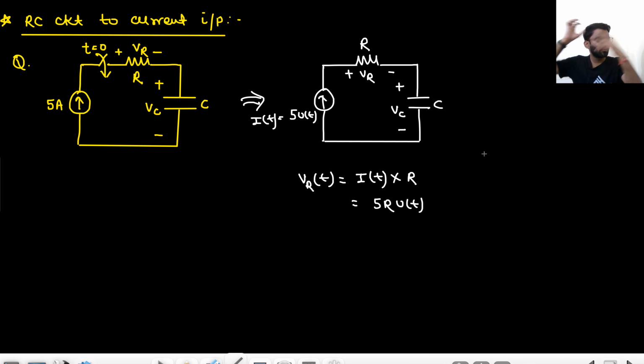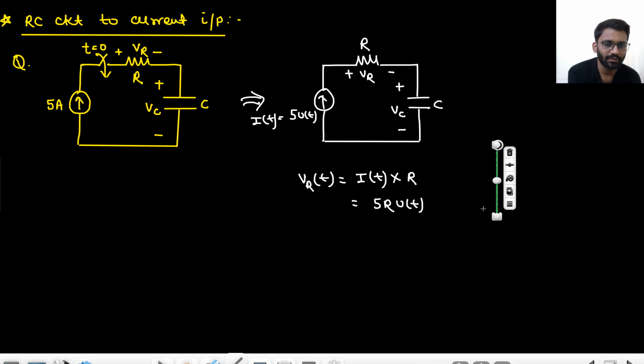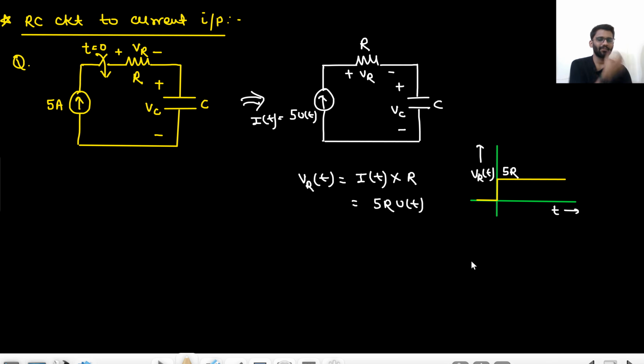What will be VR(t)? Current will always flow 5 ampere. Through the resistor, 5 ampere current will flow, right? Always 5 ampere current will flow. So simply the graph will be initially 0, then rises to 5R. So 5R, this is the graph of VR(t), right?